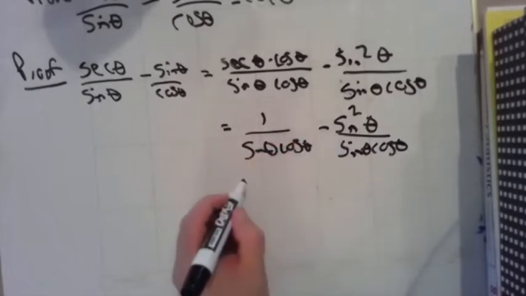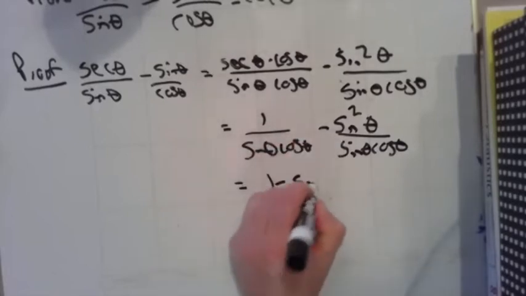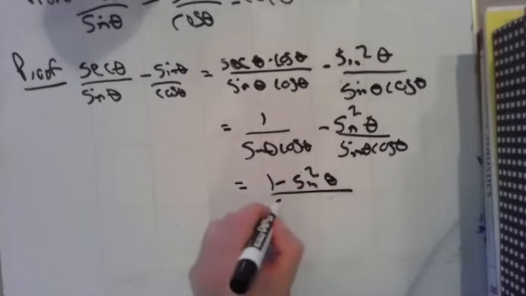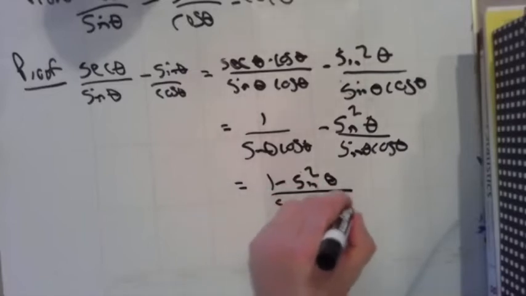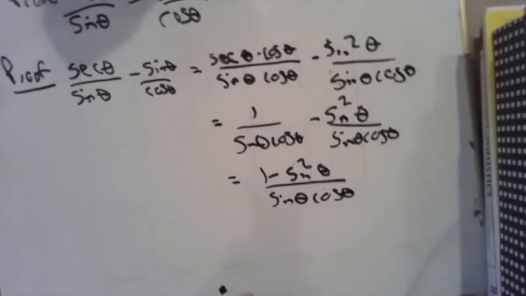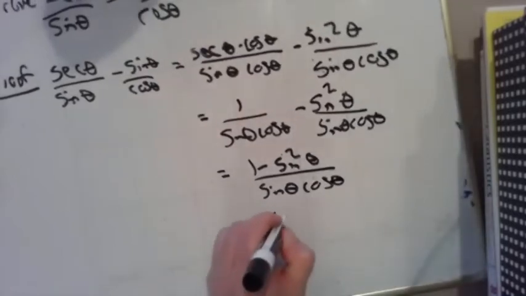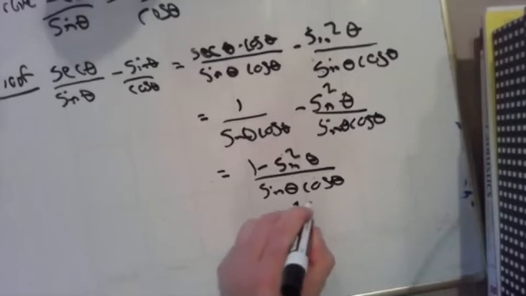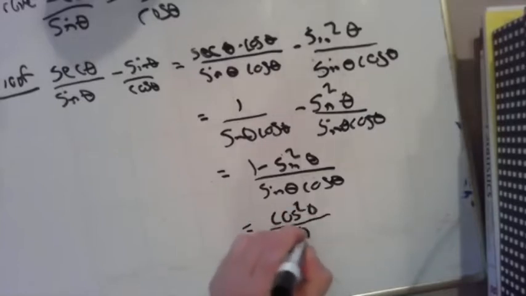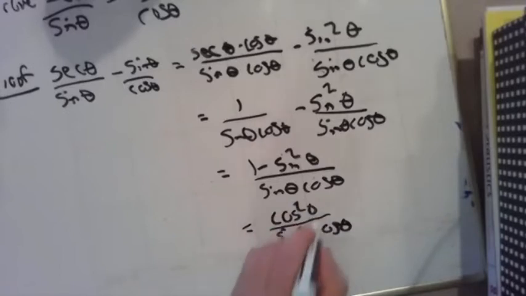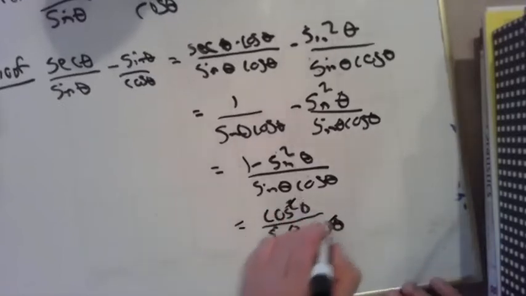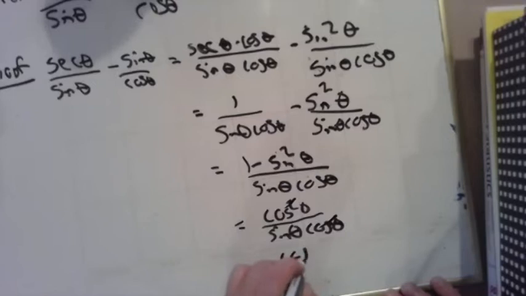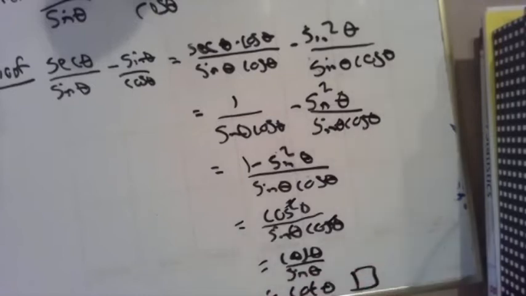Now I have a common denominator. I can write this as one fraction. One minus sine squared could also be written as cosine squared. Hey, I could cancel out one of those cosines. Get cosine over sine. Hey, that's just another name for cotangent. All right, let's do two more.